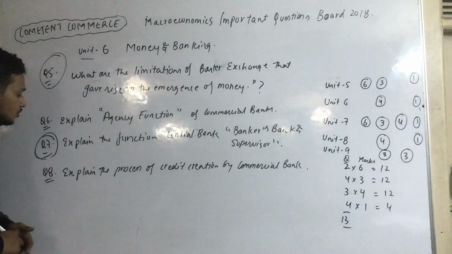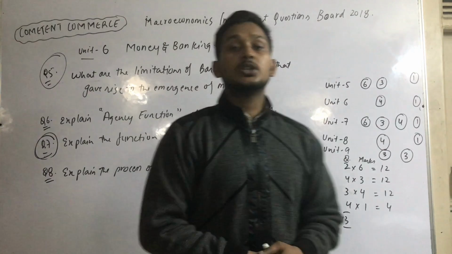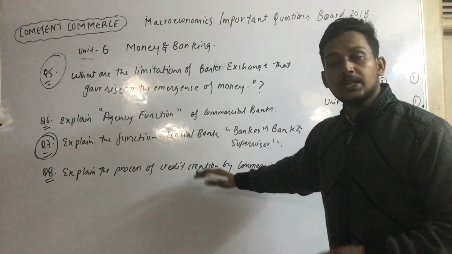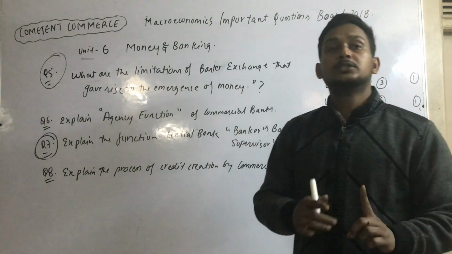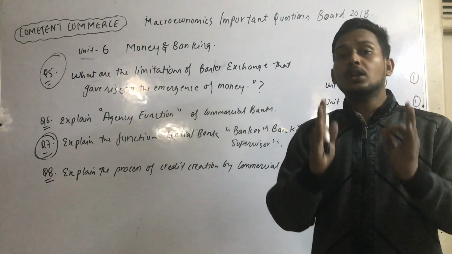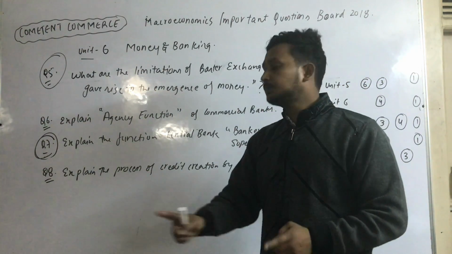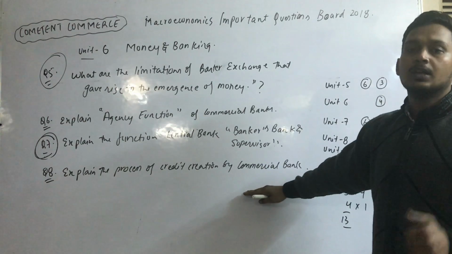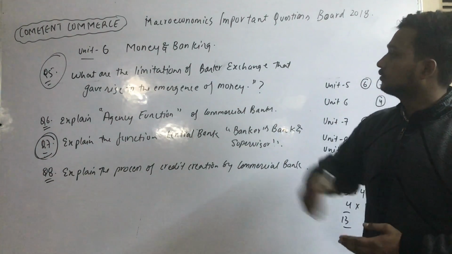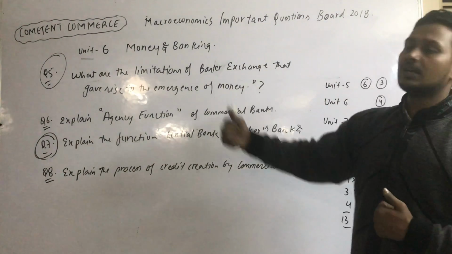Now come to the last question. Explain the process of credit creation by commercial bank. This question is very important, and most of the students face problem in this type of question, or they skip it. This question will be asked only if the paper is tough. If the paper is tough, then you can expect that this question will definitely be there in the paper. So these are the 4 questions that are important from my point of view in unit number 6.